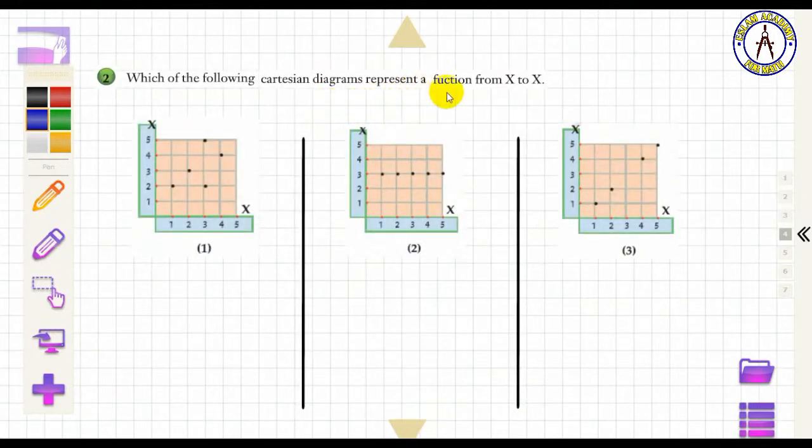Which of the following diagrams represents a function from x to x? The first ordered pairs: 1 and 2, 2 and 3, 3 and 2, 3 and 5. 3 appears 2 times. It means this relation is not a function. For the second one, 1 and 3, 2 and 3, 3 and 3, 4 and 3, 5 and 3. Each element of x appears once at the first projection. Then we can say this relation is a function. For the third one, 1 and 1, 2 and 2, there is no ordered pair for some elements of x. Then we can say this relation is not a function.